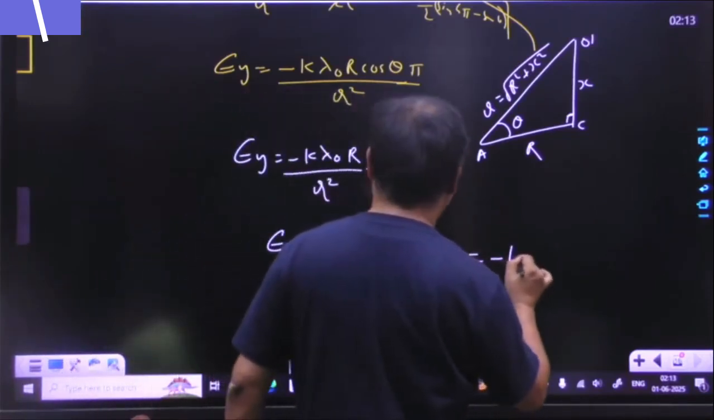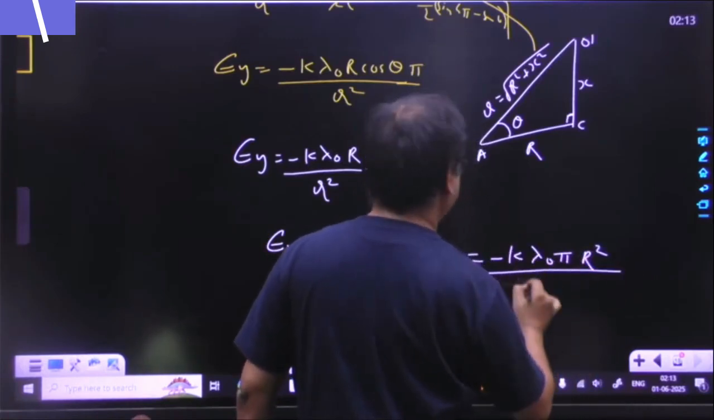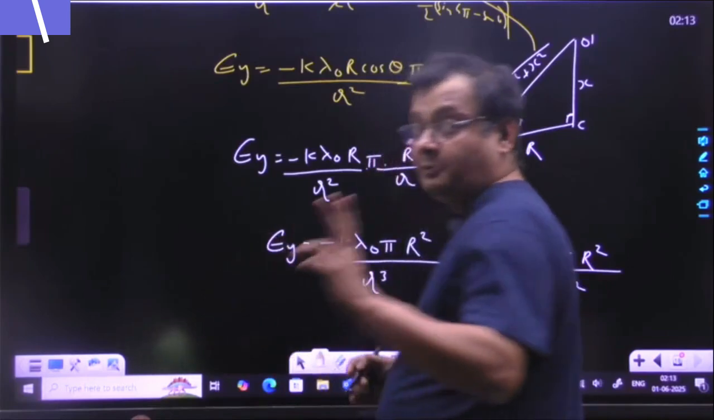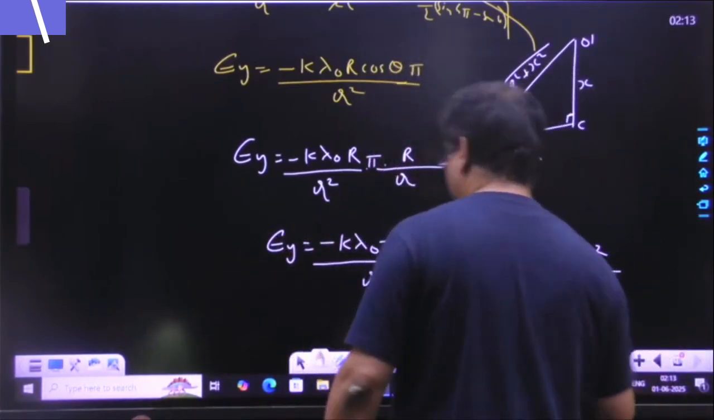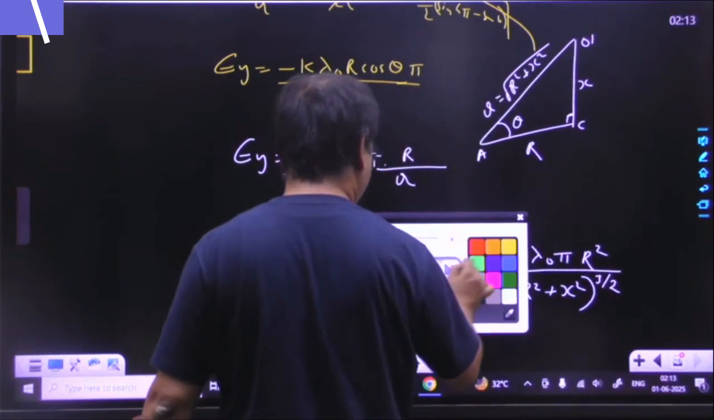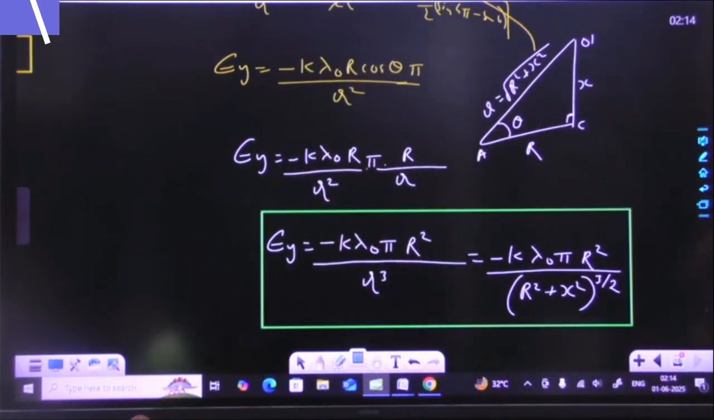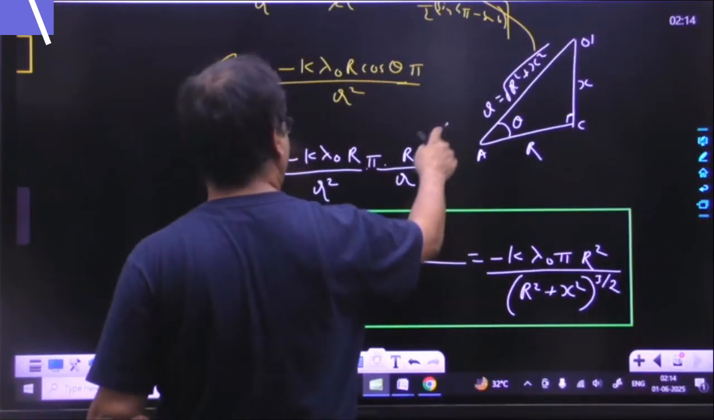So we'll get Ey as minus k lambda naught pi R square divided by small r cube. So we'll get minus k lambda naught pi R square divided by, small r is the square root of R square plus X square. Root means the power is half and there is cube, so I'll get 3 by 2. So this came to be the y component of the electric field. Got it? Okay, what is left is now the z component.